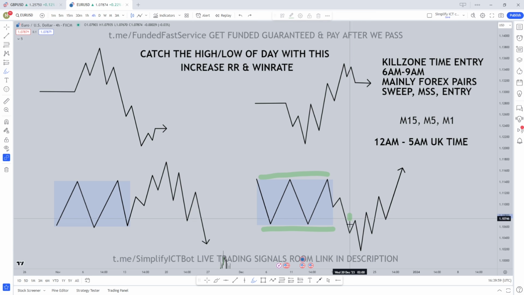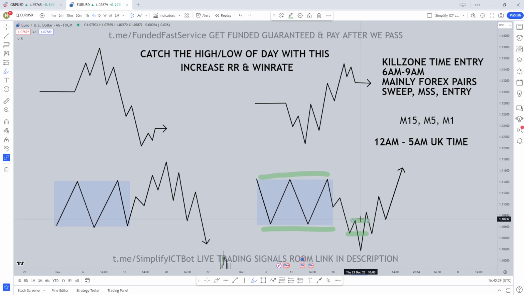So once price has taken out the low on the 15-minute time frame, we're going to scale down to either the 5-minute time frame or the 1-minute time frame. The most common setup is a sweep of liquidity and then a break of structure. Now we're going to look for the true break of structure. How do you differentiate between a true break of structure and a false break of structure?